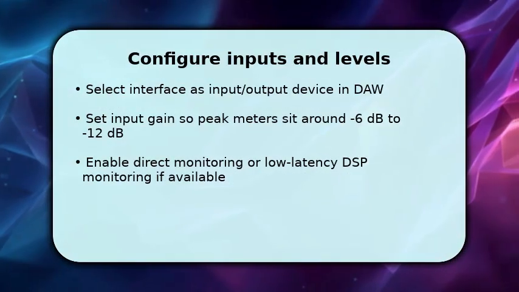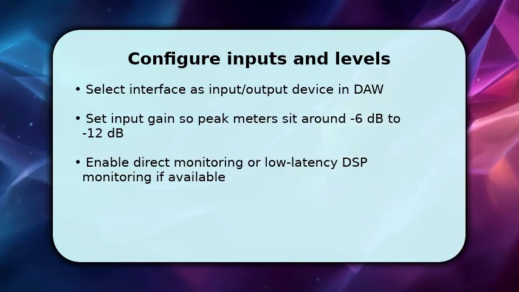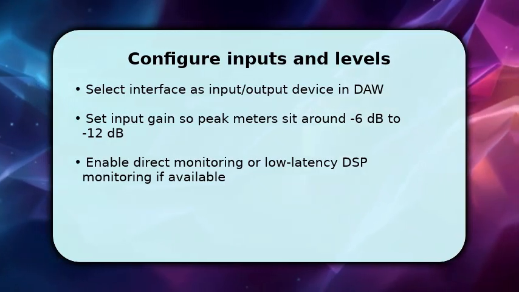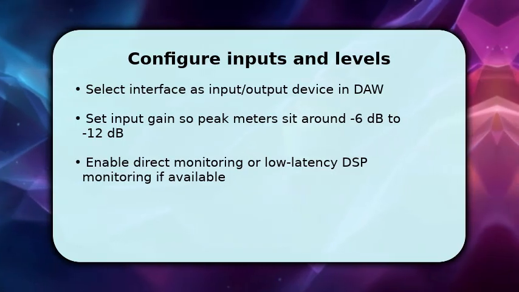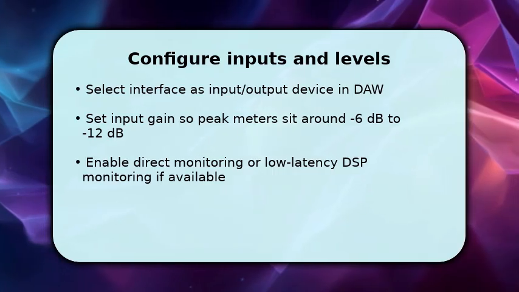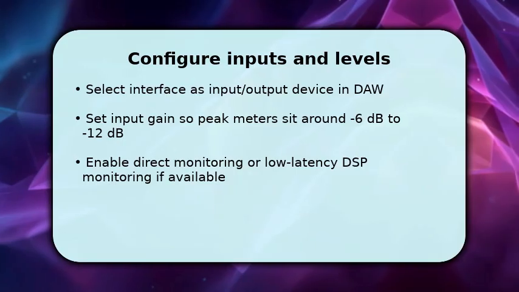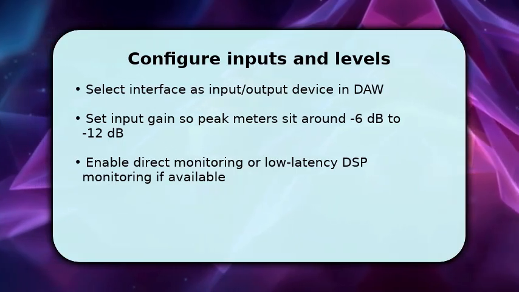Now you configure inputs in the DAW. Choose the interface as both input and output so routes are consistent. Create ARM tracks and assign each to the proper physical input. Then set gain on the interface while watching meters. Aim for peaks around -6 to -12 decibels to preserve headroom and avoid clipping.